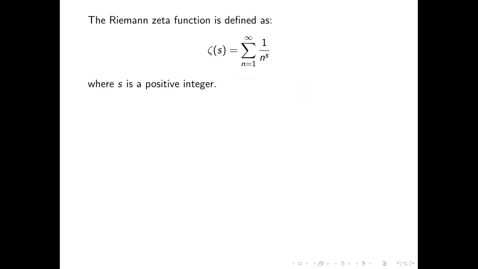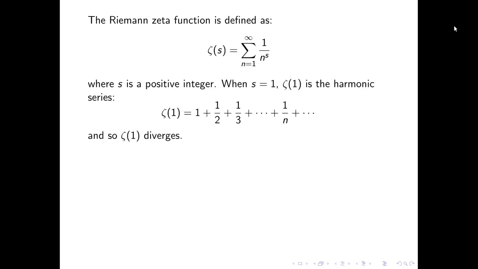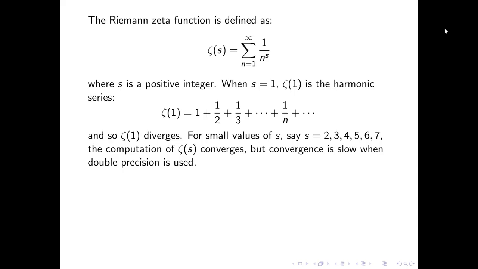The Riemann zeta function is defined as the summation from 1 to infinity of 1 over n to the power s, where s is a positive integer. When s equals 1, zeta of 1 is the harmonic series, and so zeta of 1 diverges. For small values of s, say s equals 2, 3, 4, 5, 6, 7, the computation of zeta of s converges, but convergence is slow when double precision is used. There is no problem of convergence for higher values of s.